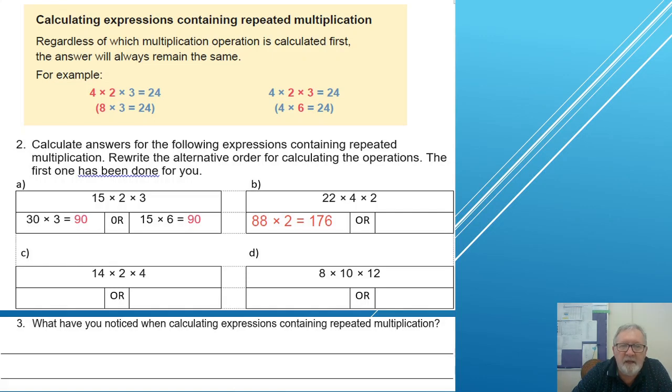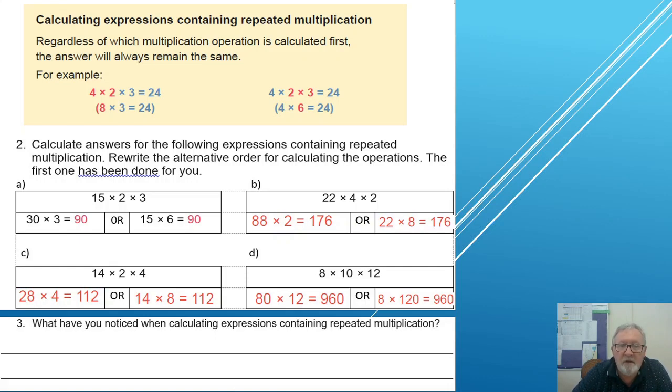4 times 22 is 88, double 88, 176, which is going to be the same no matter what order. In C, 112 or 112, fancy that. And in D, 960, 960. I hope you did have a calculator to help you there because these numbers are getting large. But the whole idea is that you can see the order in which the multiplication is done doesn't matter, it doesn't affect it. So see if you can answer question 3.